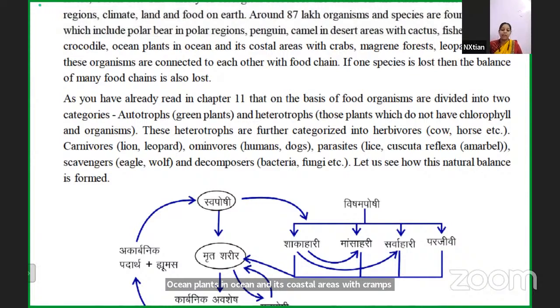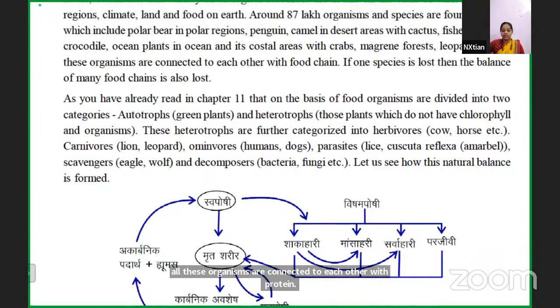Okay. So in polar regions, we have polar bear and all. In desert areas, cactus plants are there more often because they're adapted to grow in the desert regions. We have camels because camels are also adapted in such a way according to the desert region. Then we have various sea creatures such as fishes, tortoise, crocodile, then ocean plants, and then the coastal areas with crabs and all. All these organisms are connected to each other with a chain known as food chain. If one species is lost, then the balance of many food chains is also lost.